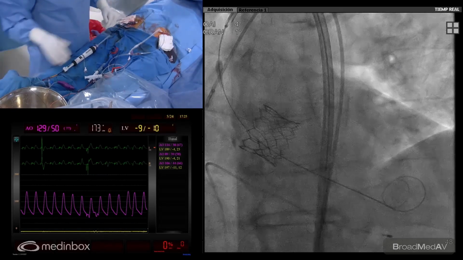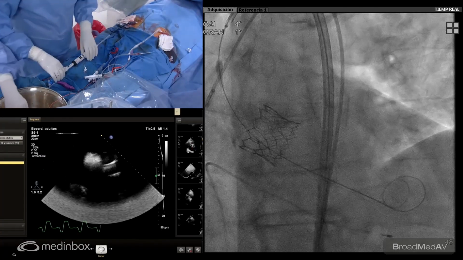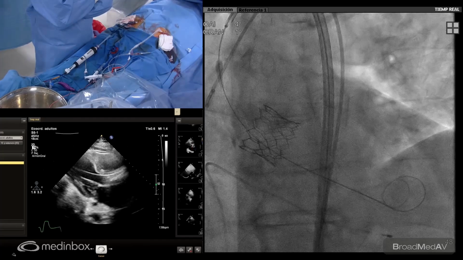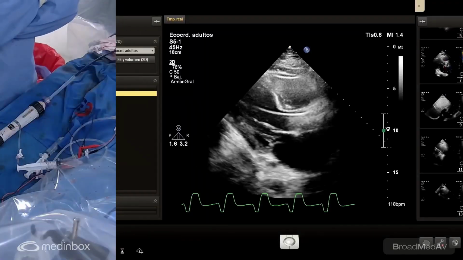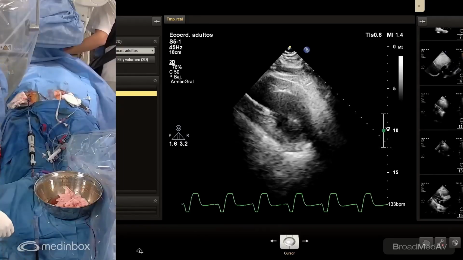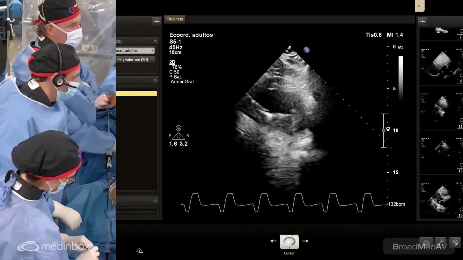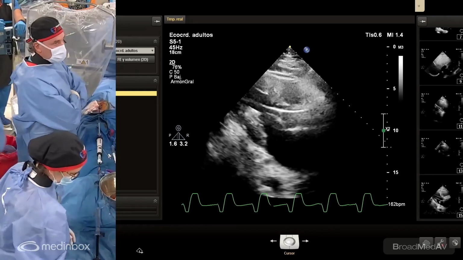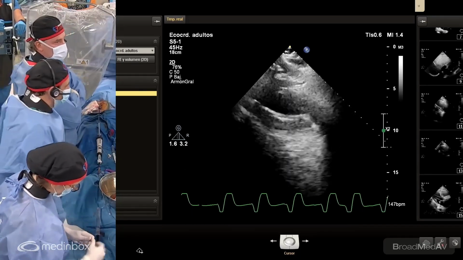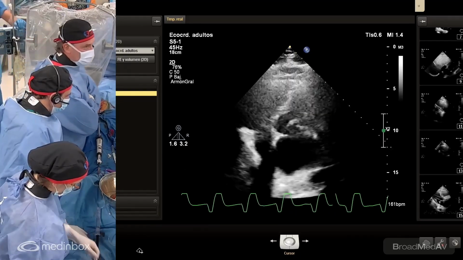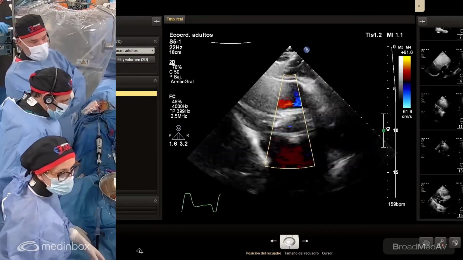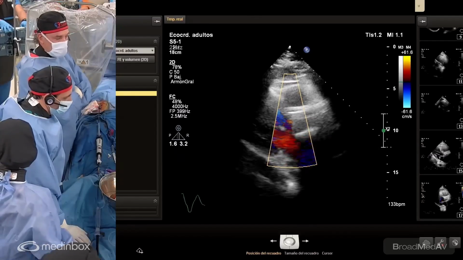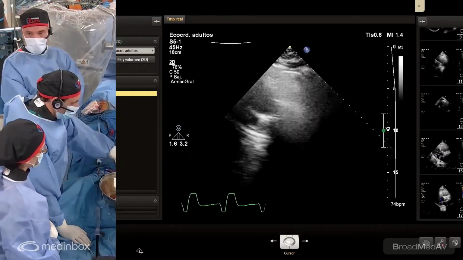So let's take a look. Just a second. I still have the wire inside. So LV function is okay. It's normal. So we have good ejection fraction, no effusion at all. Will you check the gradient and regurgitation? Yes. Okay. Give me a second. Claudio, could you download the pacemaker at 70? Yes, Dr. Andres has some questions.